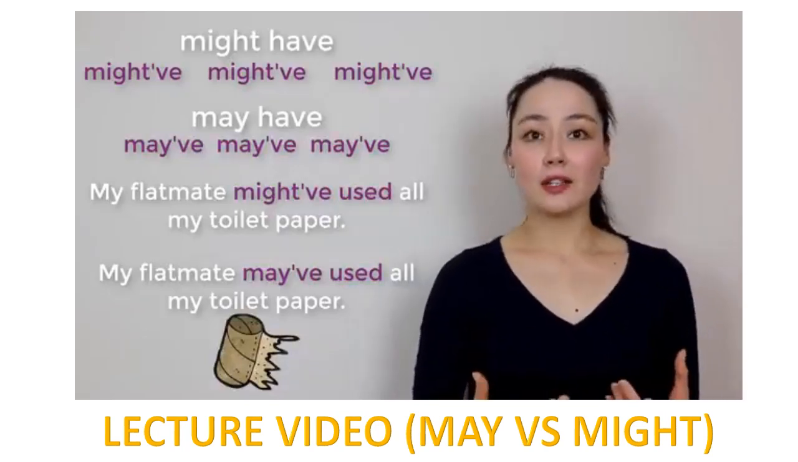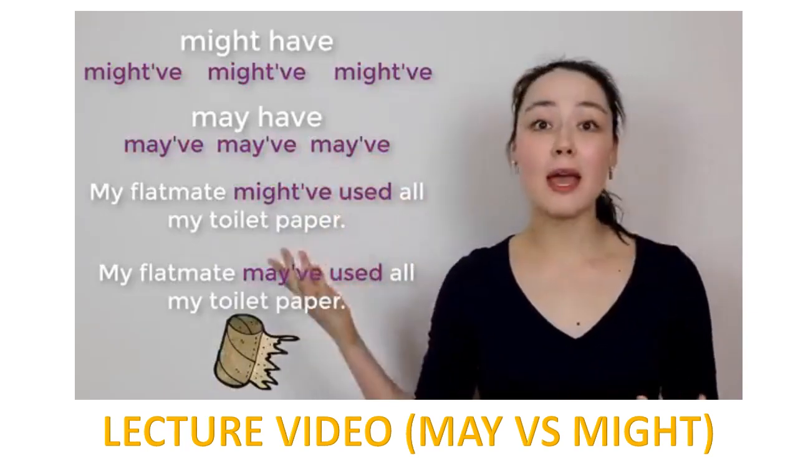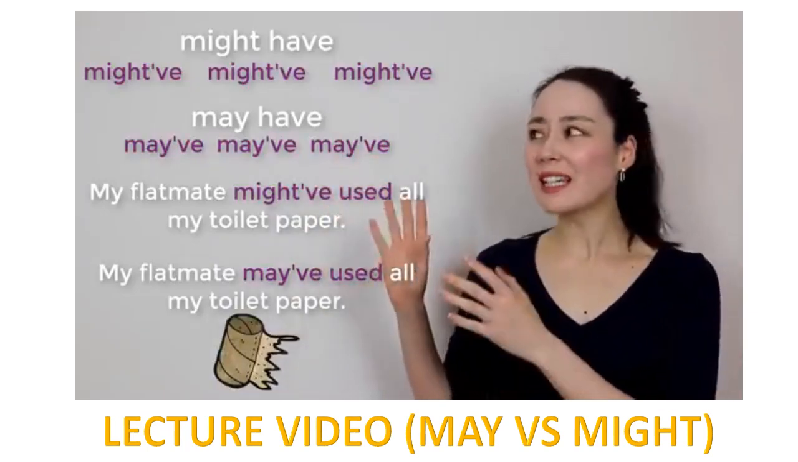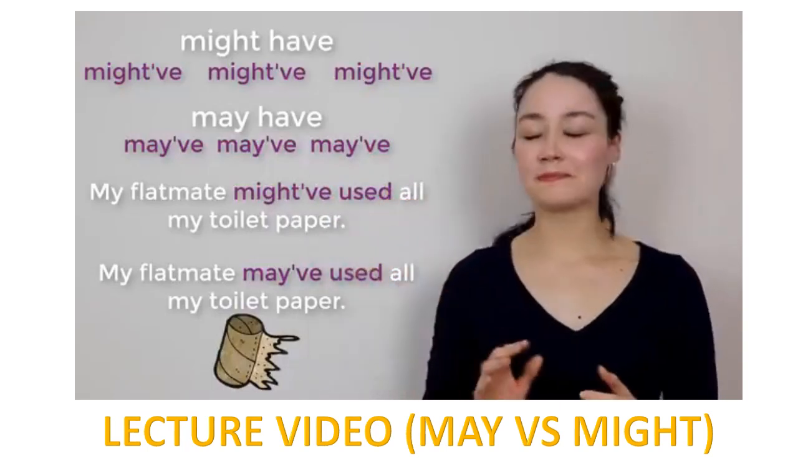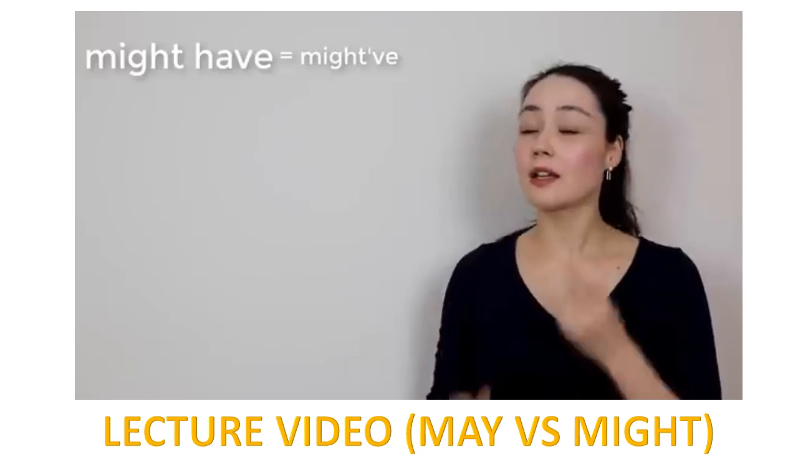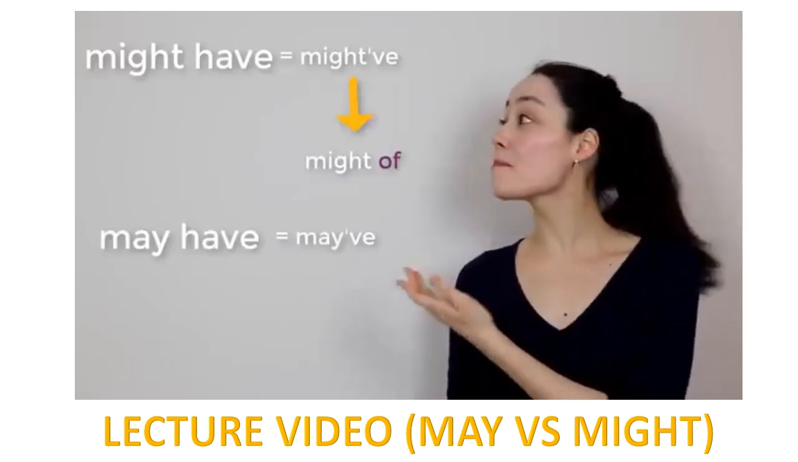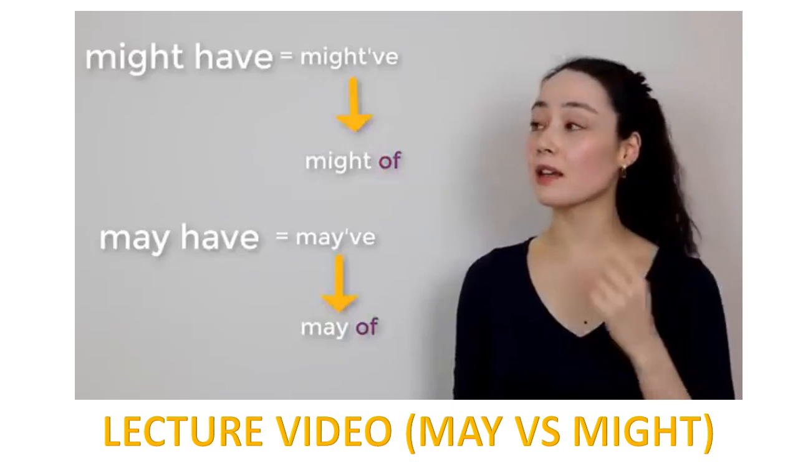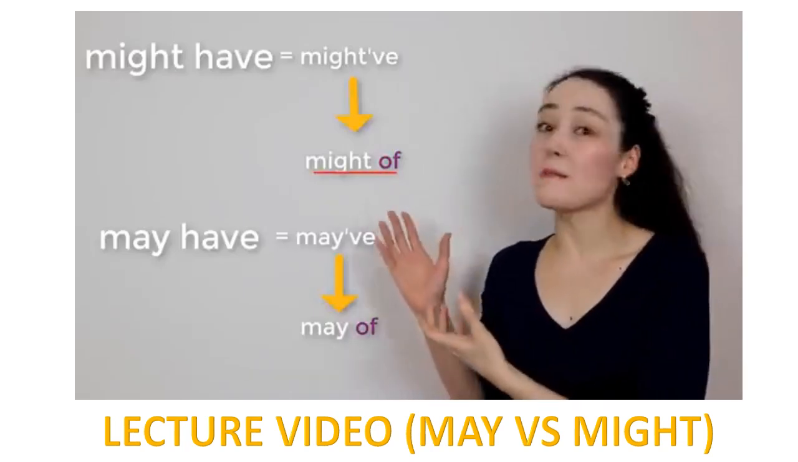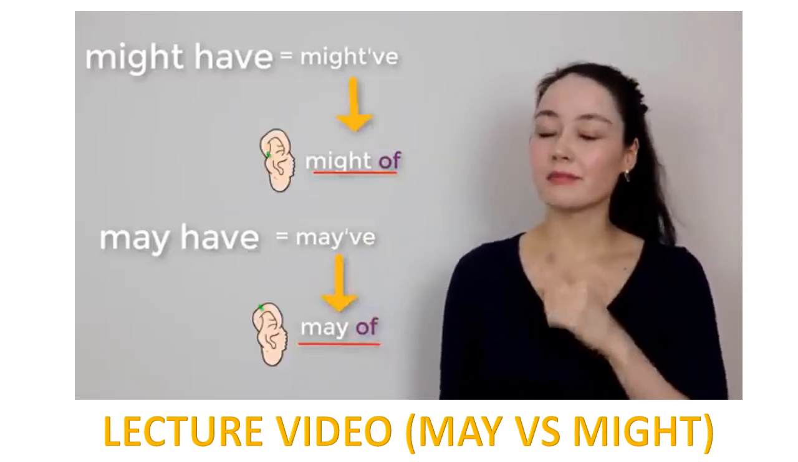In spoken English, it's very natural to contract might have and may have. If you think the contraction looks a bit difficult, think about it like this. Might have sounds like might of. May have sounds like may of. Of course, might of, may of is not correct, but it's the sound that's correct.